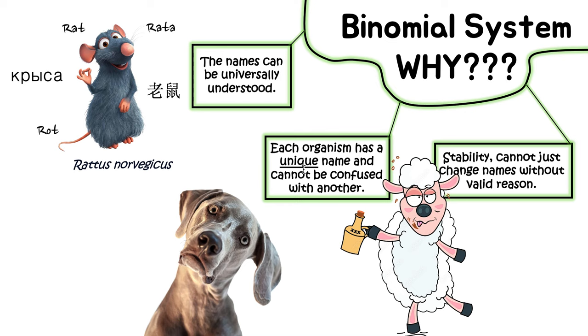Lastly, stability, right? Because this is an official thing in the scientific community. No one can just change it. No random guy off the street can be like, I'm going to change the name of this organism because I feel like it. No, you can't. So this is a very strict system, so it allows for stability. Names cannot change without valid reason. So it's very useful and reliable. So these are the three key reasons why we actually care about this binomial system that we just learned.